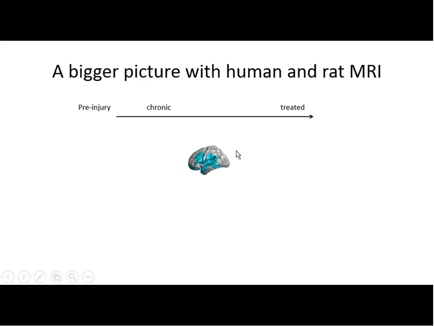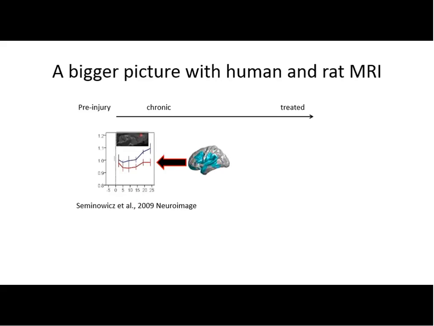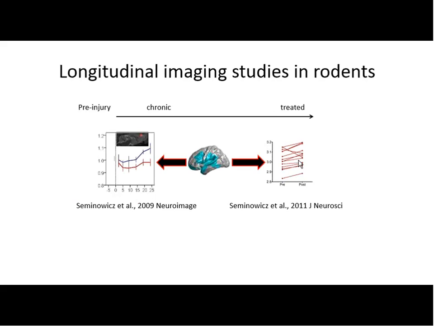Well described are the changes that occur, or the differences between the brains of people with chronic pain and healthy individuals. But what we want to know is what happens from this stage, pre-injury, to that stage. And then, of course, we can look at how it reverts back to normal, again, in humans, or we could use a rat to find some intervention.